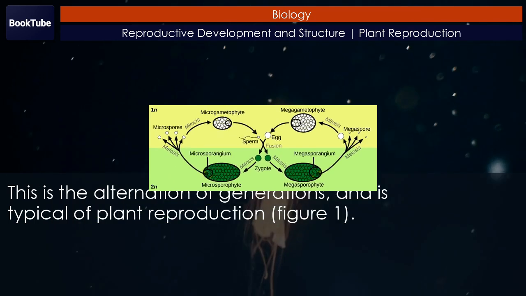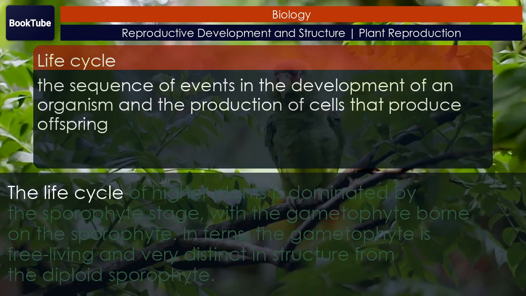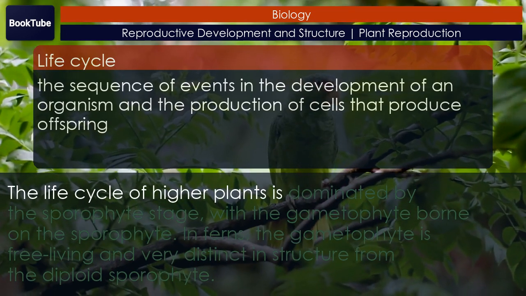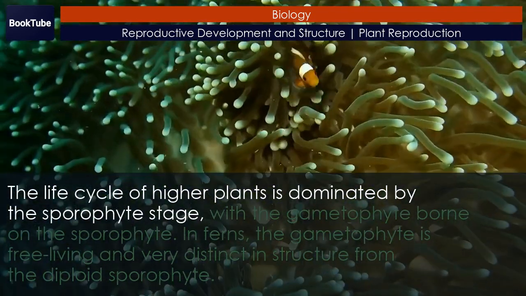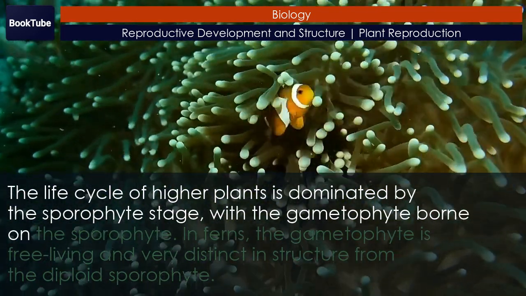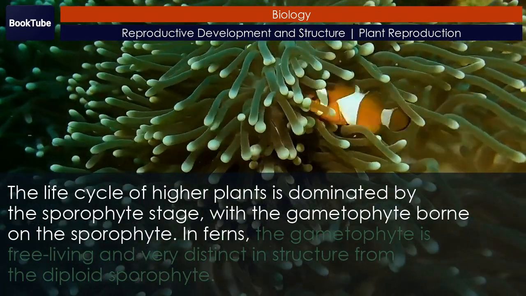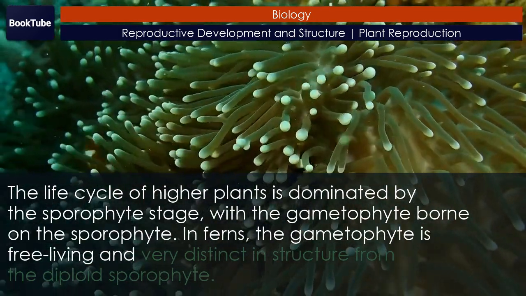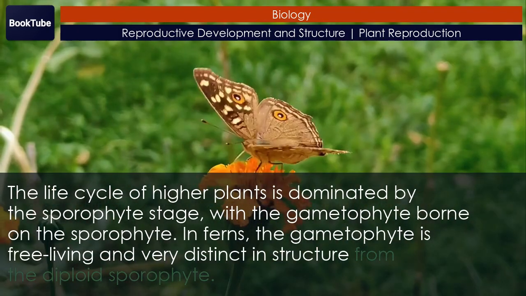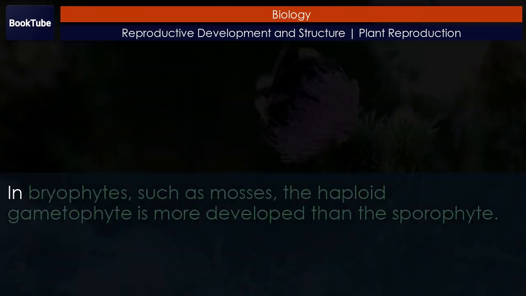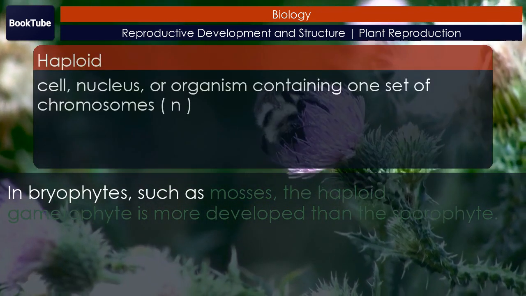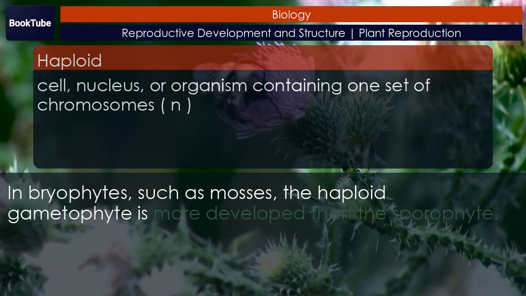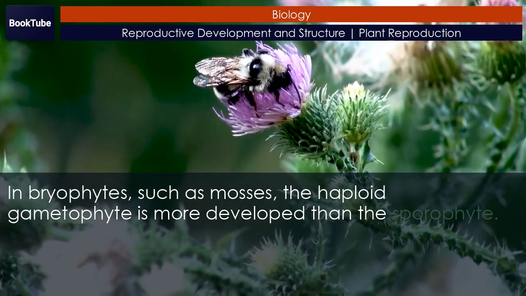Figure 1. The life cycle of higher plants is dominated by the sporophyte stage, with the gametophyte borne on the sporophyte. In ferns, the gametophyte is free-living and very distinct in structure from the diploid sporophyte. In bryophytes, such as mosses, the haploid gametophyte is more developed than the sporophyte.